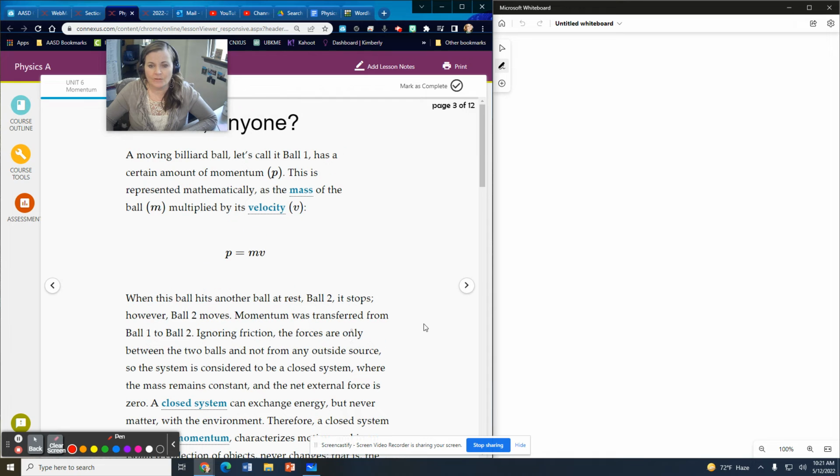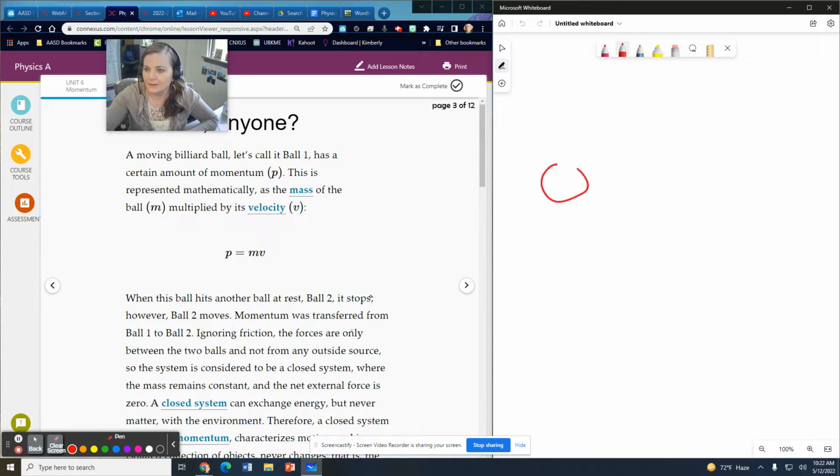So here's an example where we have billiard balls, like pool, the game of pool, right? Ball one has a certain amount of momentum, and this is calculated as P equals mv. And then we also have ball two. Initially, ball two is at rest, and ball one is moving. And then when ball one hits, ball one is at rest, and ball two is moving in this situation. That's what's going on. So I'm going to go ahead and draw a picture. We're going to do it over here.